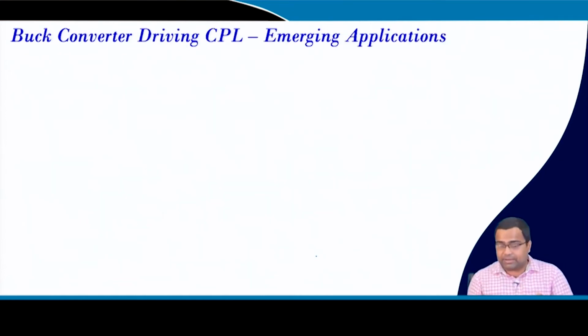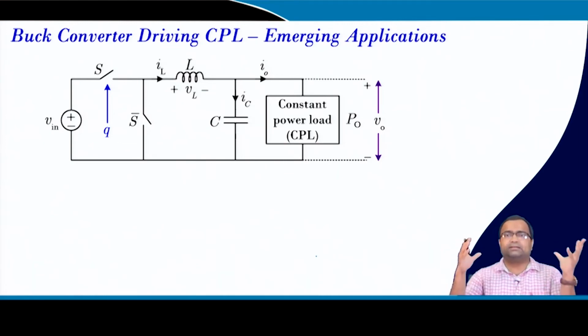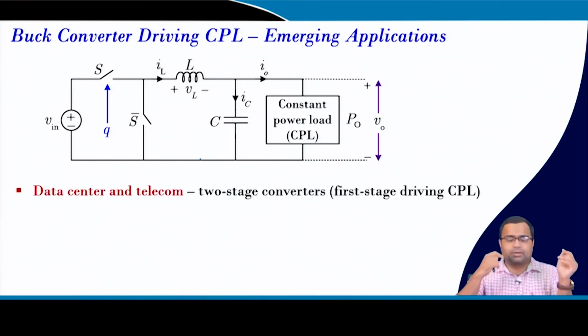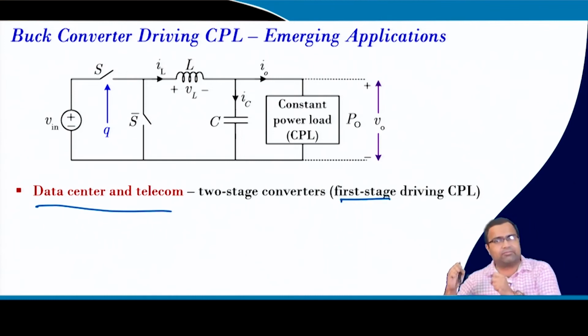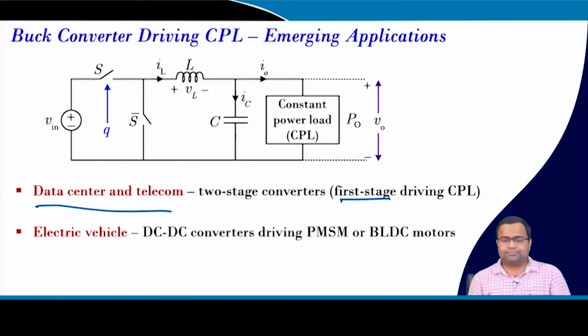Next, we are coming to the constant power load, because we can see many applications of constant power load. I am taking a buck converter, but this can also be extended to a boost converter driving a constant power load. Now, if you take data center and telecom applications, two stage converters are quite common, where if the second stage is very tightly regulated, it is considered to be a constant power load. So, the first stage is driving a constant power load. The first stage is not very tightly regulated, or it is not very high frequency. The second stage is much faster. So, it is treated as a constant power load.